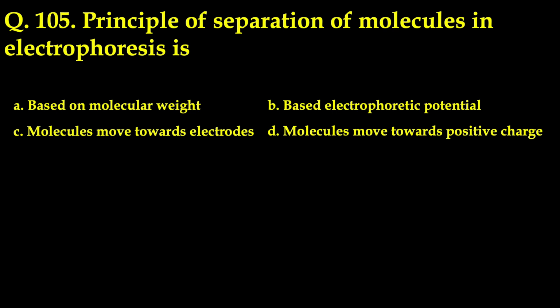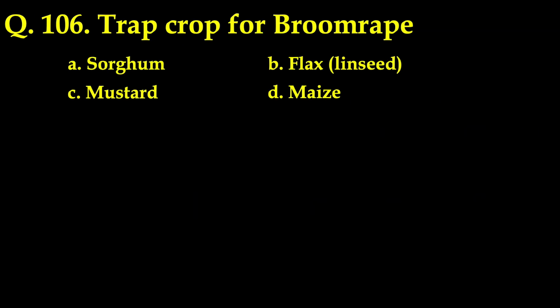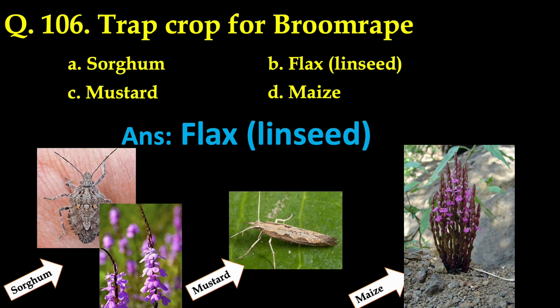Next question is on the principles of separation of molecules in electrophoresis. This is also a very simple question and the right answer is based on molecular weight. This is also a simple question: trap crop for broomrape, and the correct answer is flax, that is linseed.